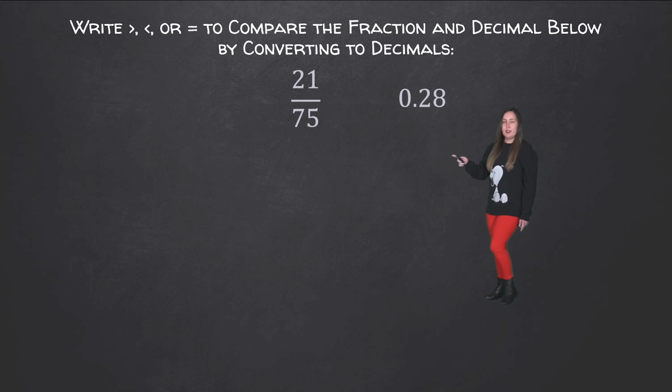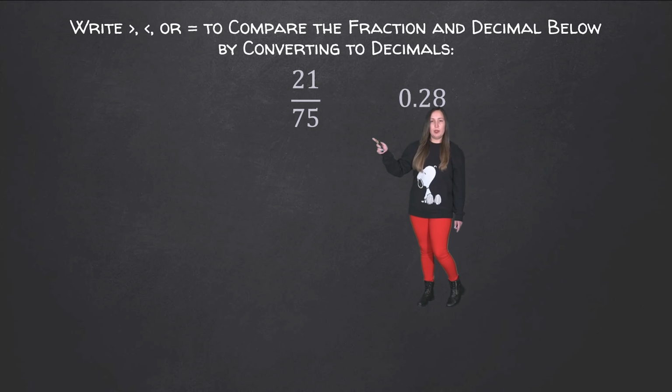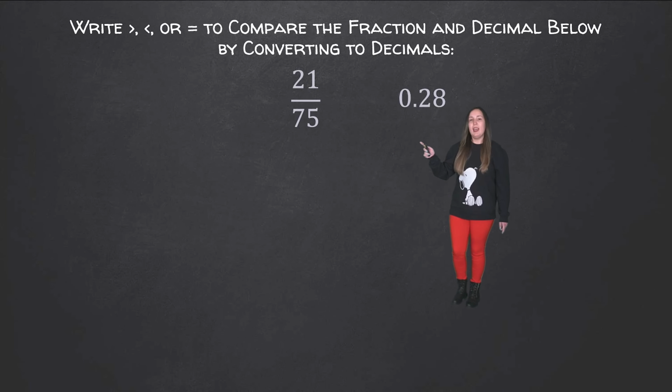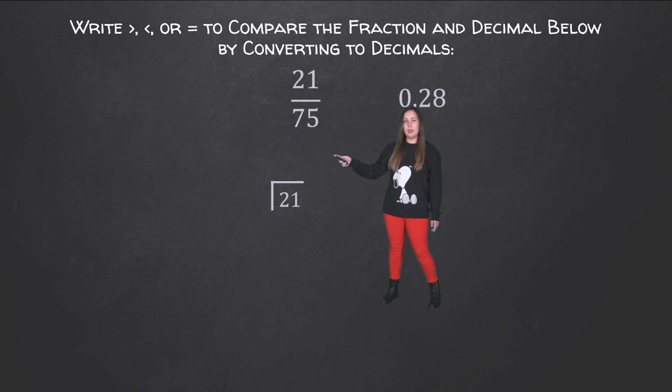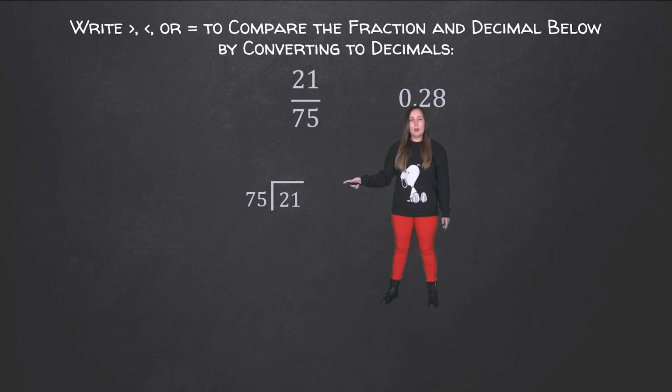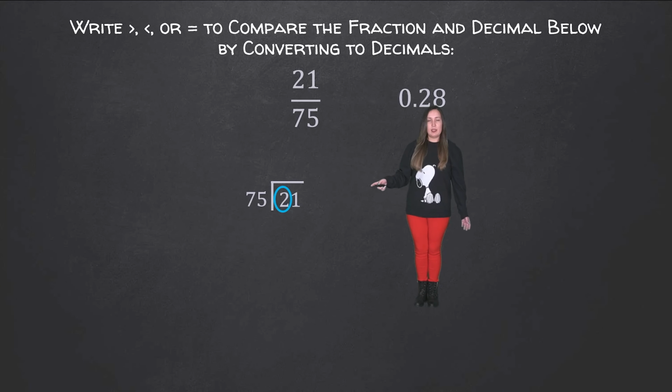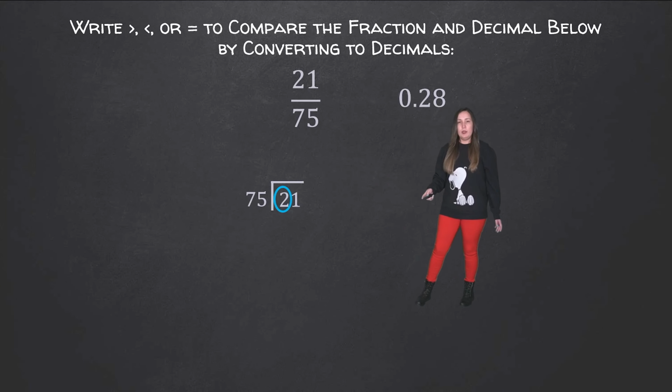All right, so here we have our final example, 21 over 75 and 28/100. Now, we're going to convert this fraction to a decimal so that we could compare. That means that 21 goes on the inside, our numerator, and then our denominator goes on the outside. So we ask ourselves, how many times does 75 go into 2? Well, it doesn't, so we ask ourselves, how many times does 75 go into 21?